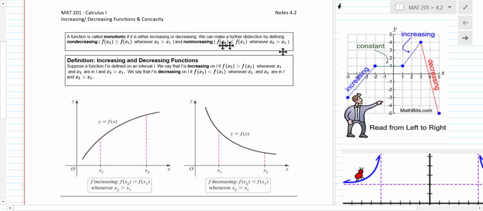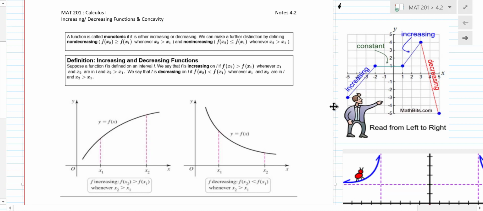4.2 is all about using calculus methods to tell where a function's increasing, decreasing, and then talking about something called concavity, which has to do with how the graph's changing and its general overall shape, okay? So we'll start with increasing and decreasing. We've talked about that before. So the idea is pretty simple.